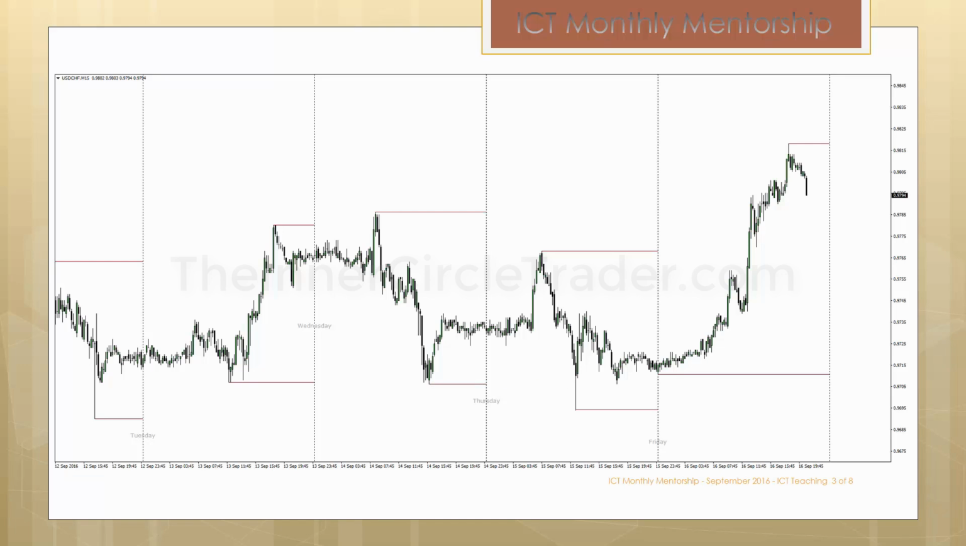Then we have Friday. The market just goes straight on up, rolls right on through Thursday's high, creating a new high. Prior to Friday, the weekly high was formed on Wednesday. It ran out the stops and all the liquidity that would be resting above Wednesday's high, all done on Friday.